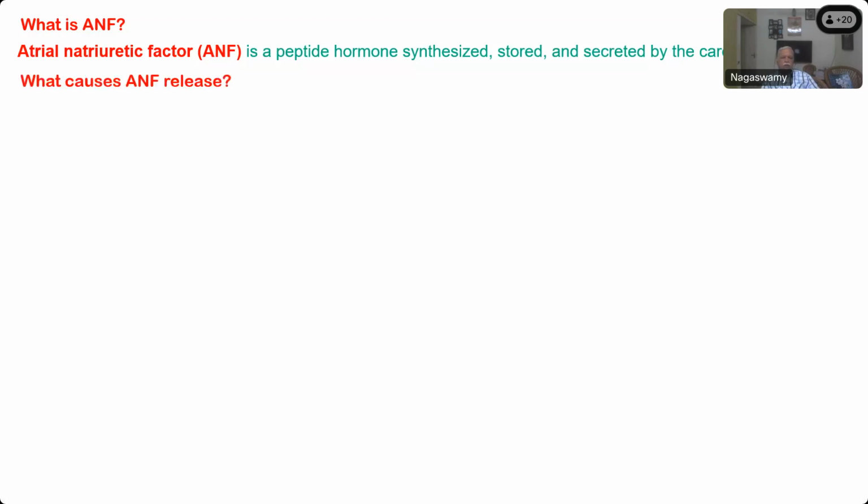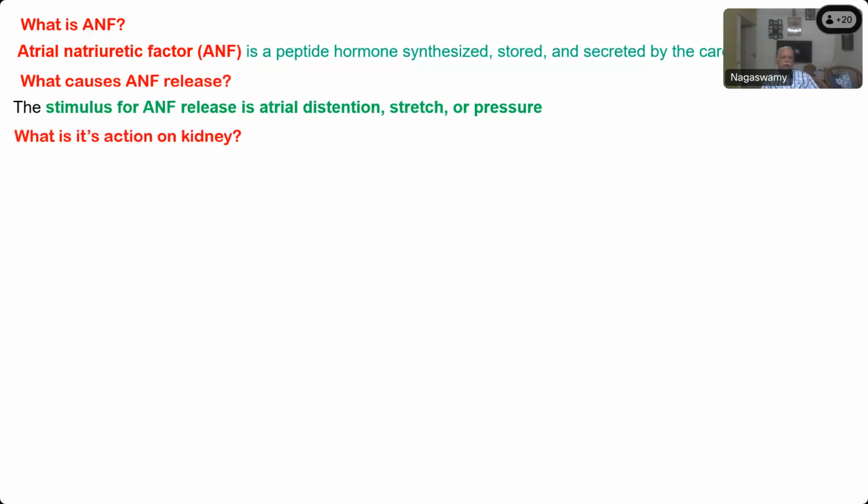What causes its release? When will it be released? In case of heart failure, stretching of the atrium, or an increase in the volume of blood. So the stimulus is atrial distension, stretch or pressure. Okay, all these three things. Atria can get distended, they can get stretched too much, or there may be an increase in the pressure. All these things will cause release of atrial natriuretic factor.